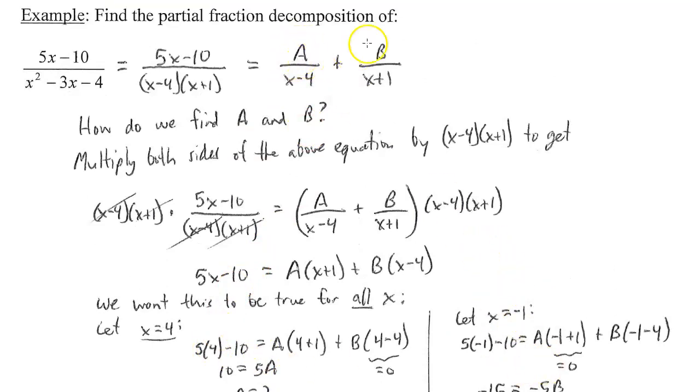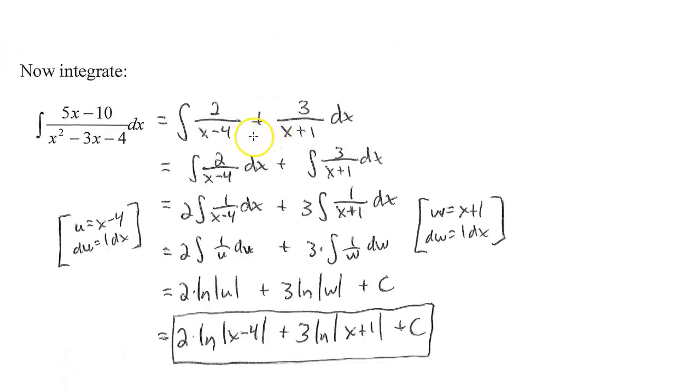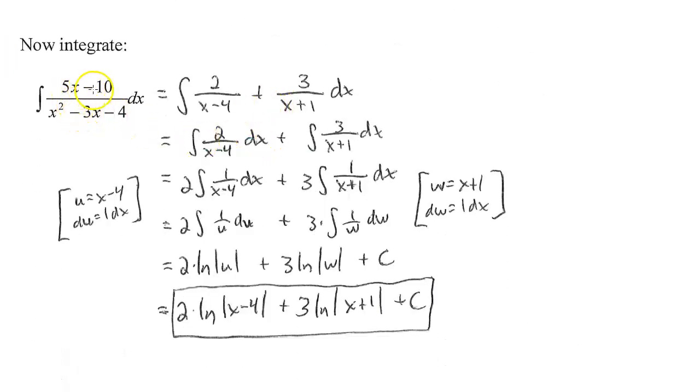If you put 2 for a here and 3 for b here, and add these two fractions up by coming up with a common denominator and simplifying, you would get this. So this over here is the partial fraction decomposition of this. Suppose we wanted to integrate 5x minus 10 over x squared minus 3x minus 4. How could we do this? We could write it in terms of its partial fraction decomposition. Just algebraically, this is equal to this. We didn't do any calculus in that step.